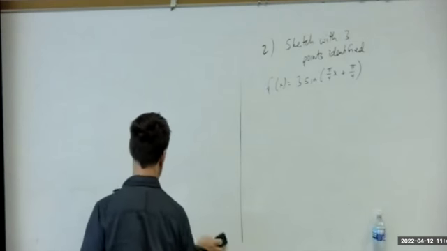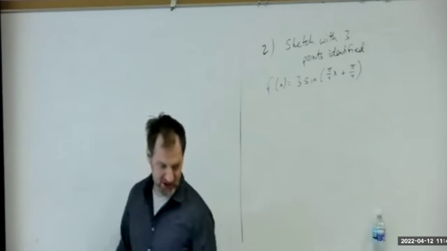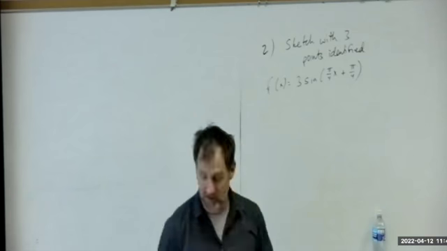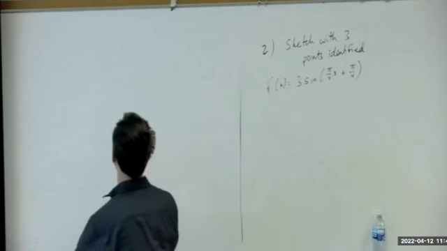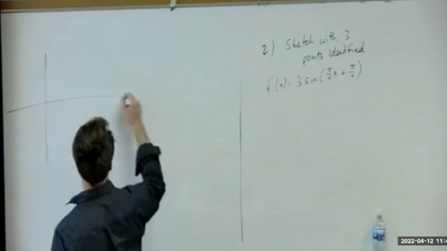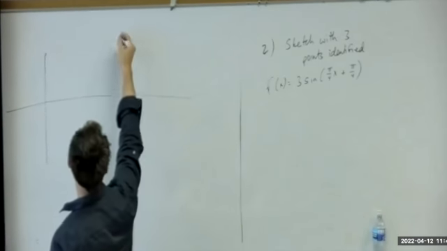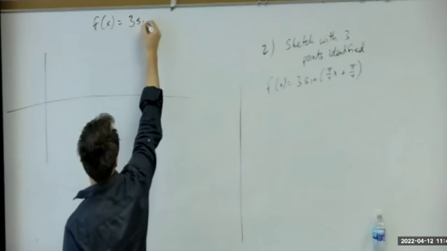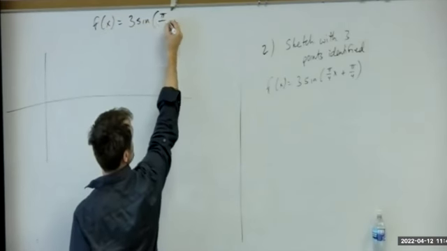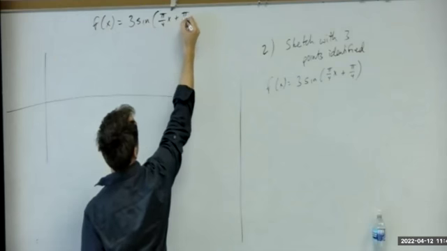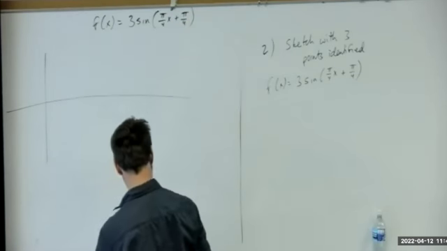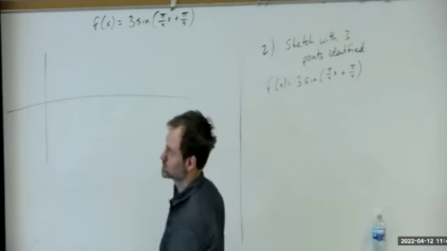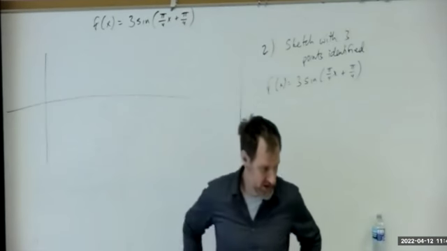Walk me through your analysis. The task here was to sketch with 3 points identified. There's lazy ways to do that and sort of harder ways to do it. Here's my function, f of x equals 3 sine pi fourths x plus pi fourths. So what's your sort of analytical approach? How are you going to start doing it?